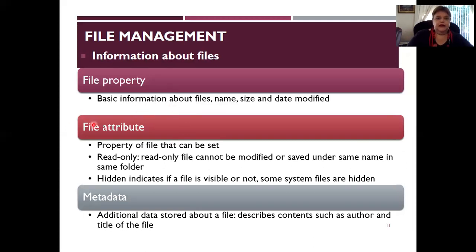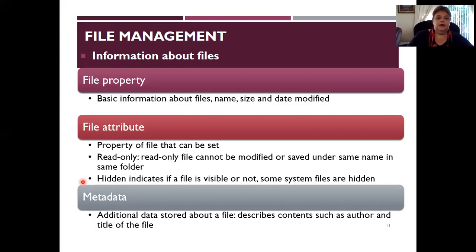Then our file attributes, properties of a file that can be set. So I can send you a file and set it to read only. So you would be able to read it, but you cannot edit it. I can also set certain files to hidden. So if you go into your C drive and you go and look under Program Files, you will see that there are files, but they are almost blanked out, or you won't be able to see them. These are hidden files, they do that specifically to ensure that you don't go and change any of those settings.